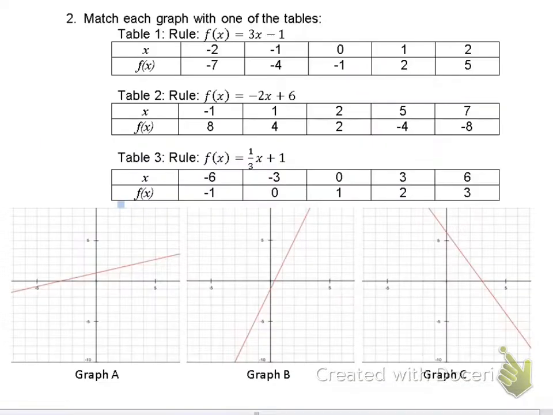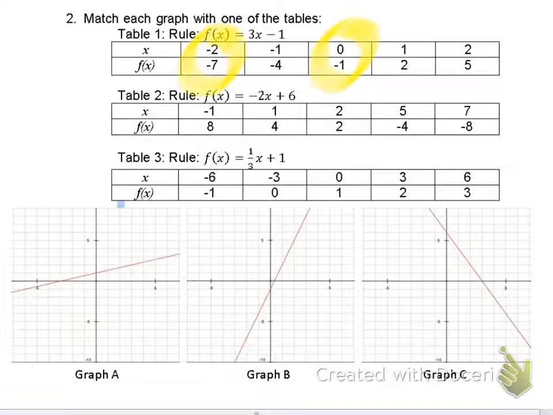Okay, moving on to the next example. We're going to match each graph with one of the tables here. So we're going to start looking for some of these points. In this first rule, f of x equals 3x minus 1, I'm going to view these as coordinates. So the x value is negative 2 and the y value is negative 7. So another one would be 0, negative 1. So I'm going to start looking for these points.